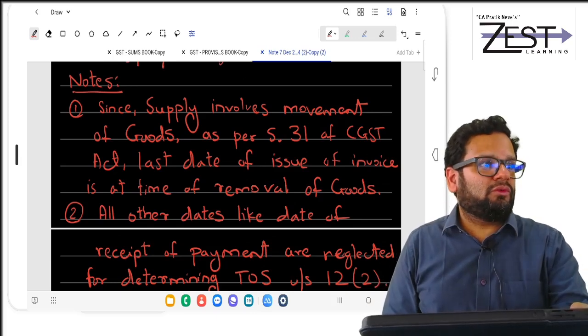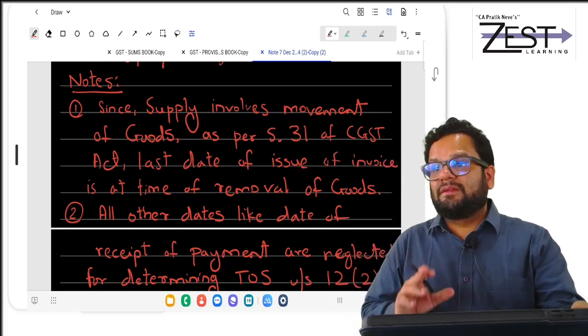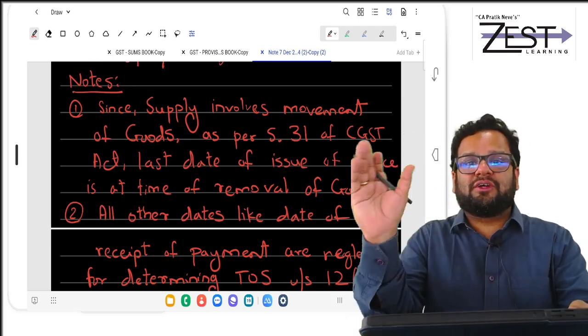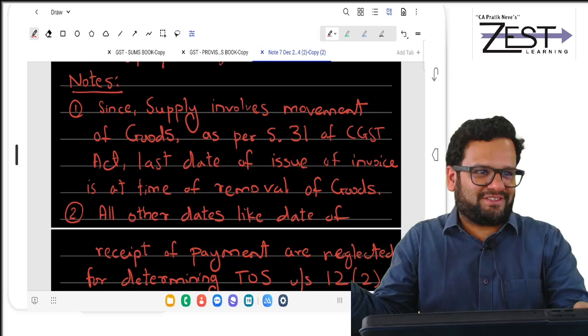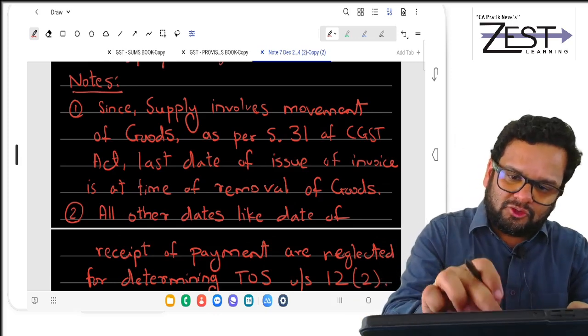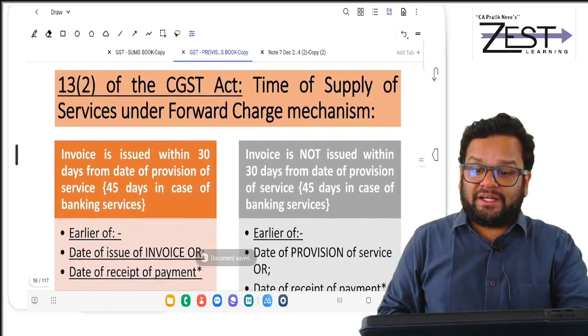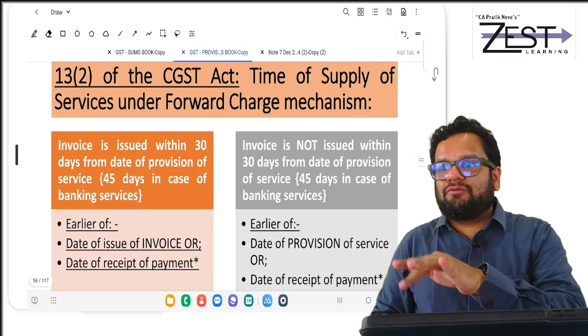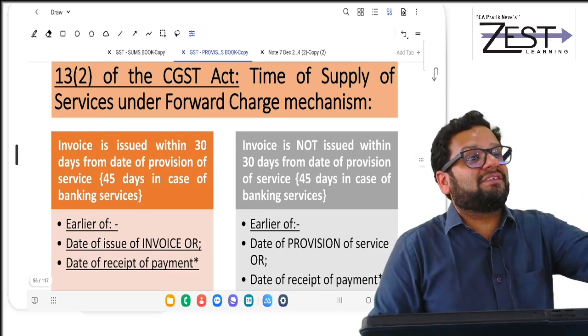Shall we go ahead? Now what should we do after 12(2)? 13(2). Perfect. After 12(2), we should do 13(2), because FCM we should get done first. So go to 13(2). Friends, unlike 12(2), in 13(2), when payment is received is important.